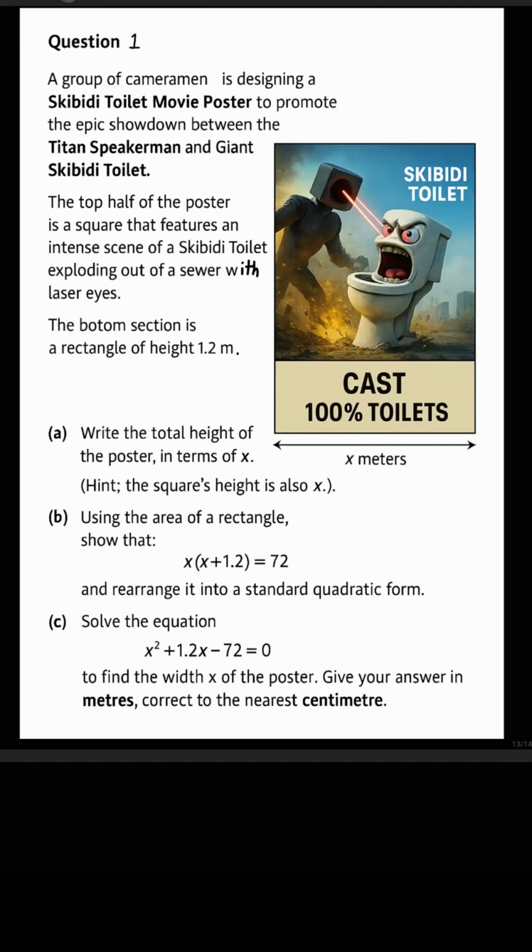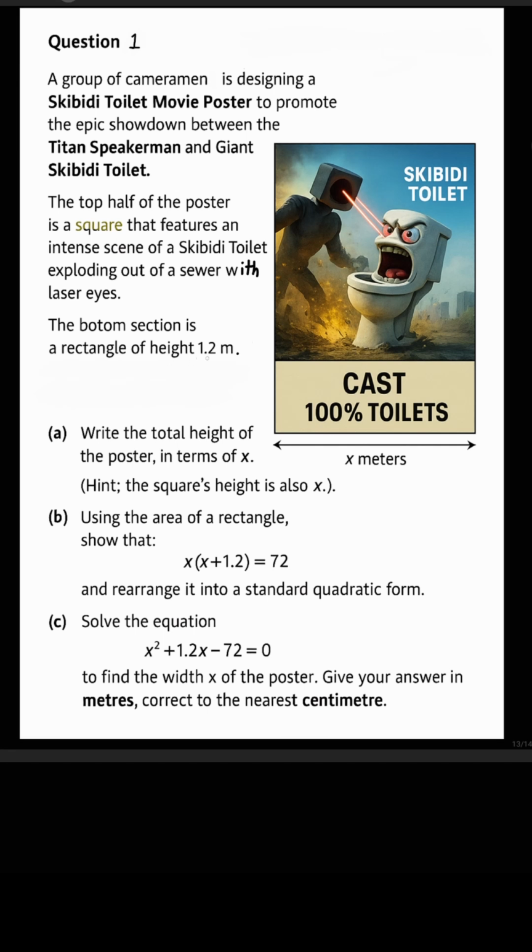Today we have a question on skibbity toilet and quadratic equations mostly. A group of cameramen is designing a skibbity toilet movie poster to promote the epic showdown between the tiny speakerman and giant skibbity toilet. The top half of the poster, so this part, is a square, and that's going to be very important. That features an intense scene of a skibbity toilet exploding out of a sewer with laser eyes.